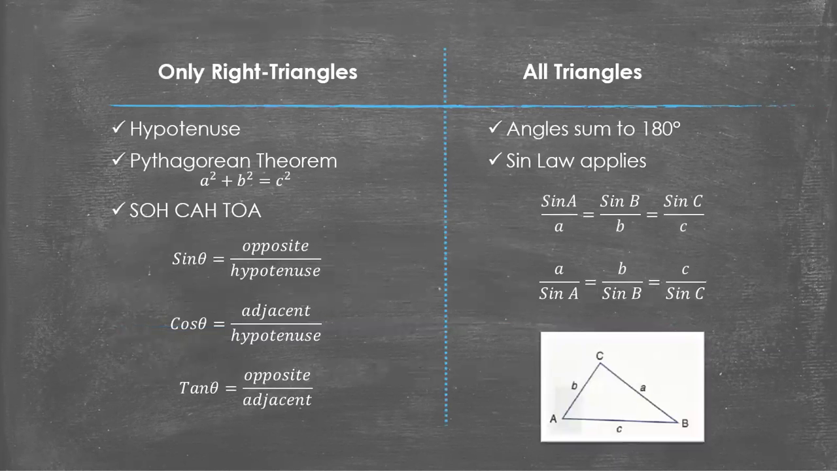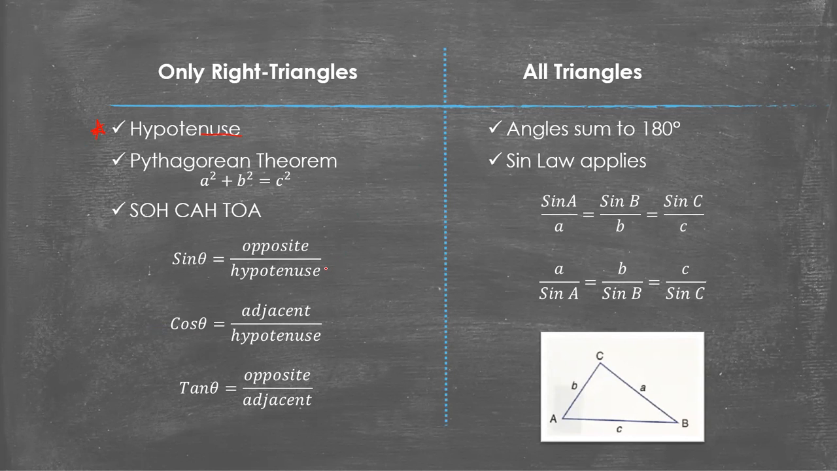One of the key things to note is there are certain things we can only use with right triangles. Right triangles are the only kind of triangle that has a hypotenuse. This is really key to remember. Because they're the only kind of triangle with a hypotenuse, we can only use the Pythagorean theorem for right triangles, and we can only use SOHCAHTOA for right triangles.